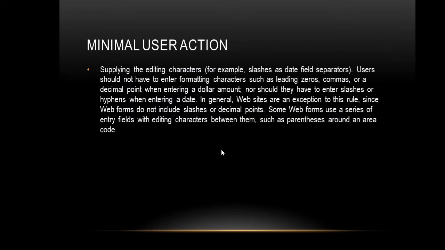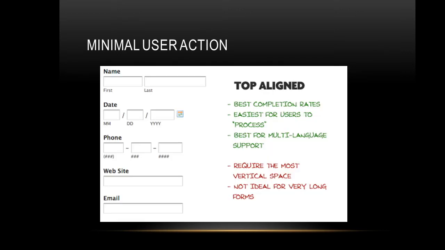Supplying the editing characters, for example, slashes as date field separators. Users should not have to enter formatting characters such as leading zeros, commas, or a decimal point when entering a dollar amount. Nor should they have to enter slashes or hyphens when entering a date. In general, websites are an exception to this rule, since web forms do not include slashes or decimal points. Some web forms use a series of entry fields with editing characters between them, such as parentheses around an area code. So here is an example.